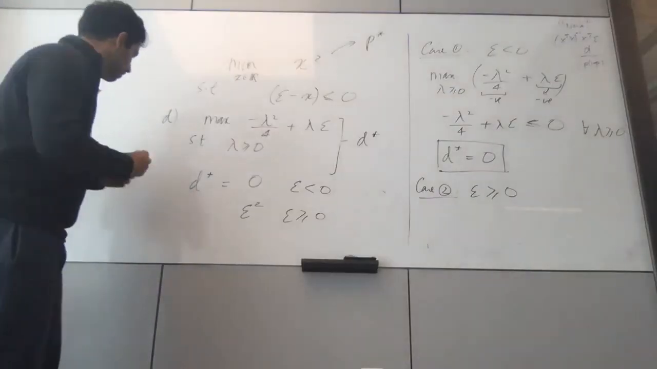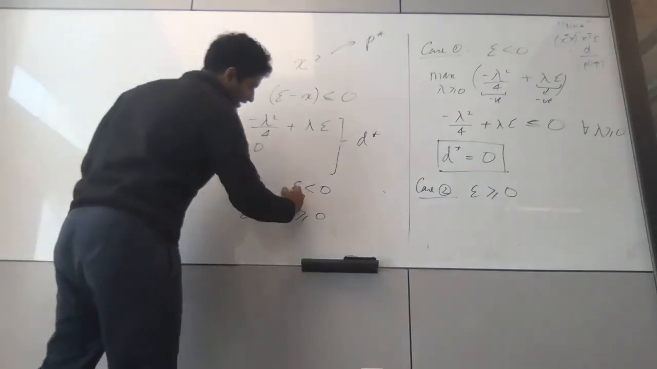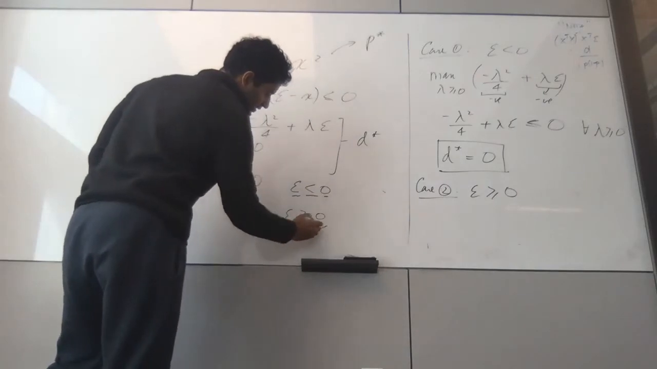I just have a question about the left side of the board. When epsilon is less than 0, why is d star equal to 0? Oh no, this is what we want to show. Sorry. Okay, so we showed this part now. Oh, I got it.